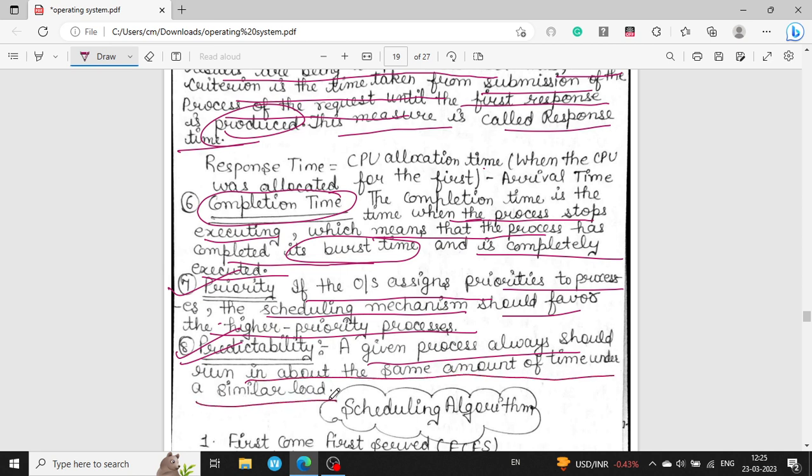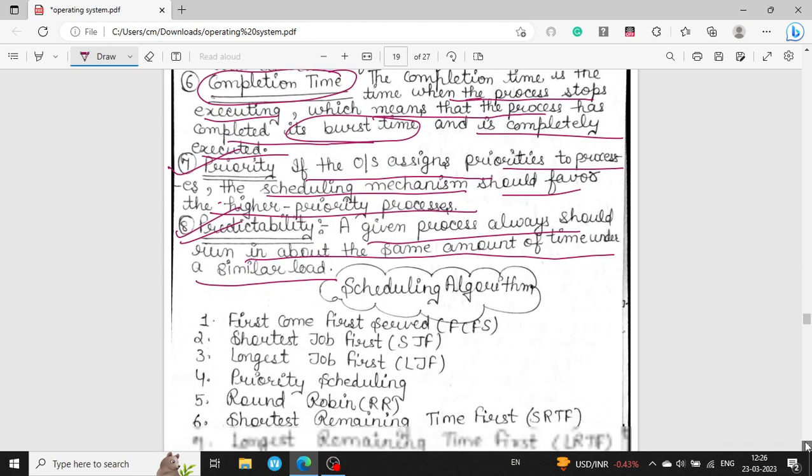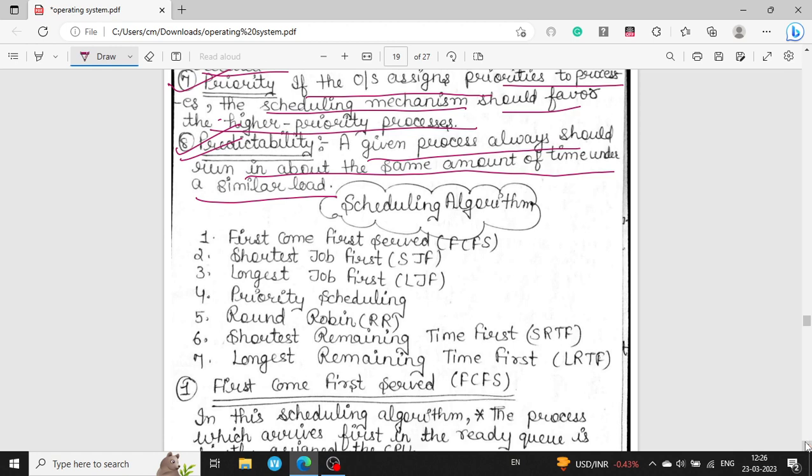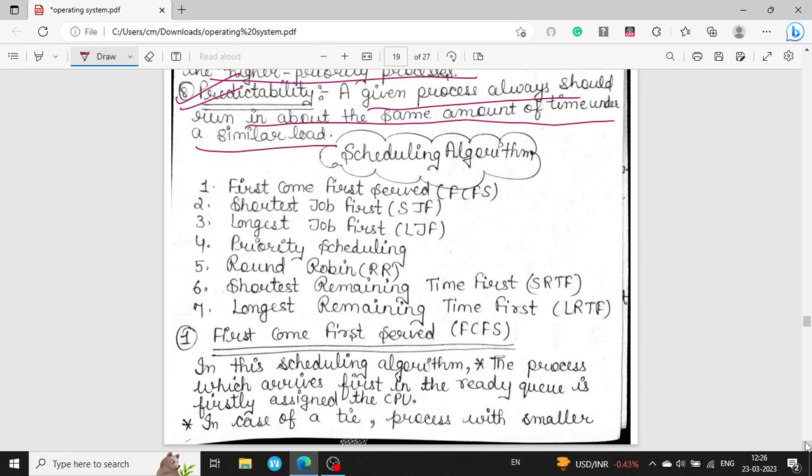Now I am going to discuss the different scheduling algorithms. In this video I will discuss only first come first serve. Then shortest job first, priority scheduling, round robin scheduling, shortest remaining time first, longest job first and longest remaining time first will be discussed in the next coming videos.